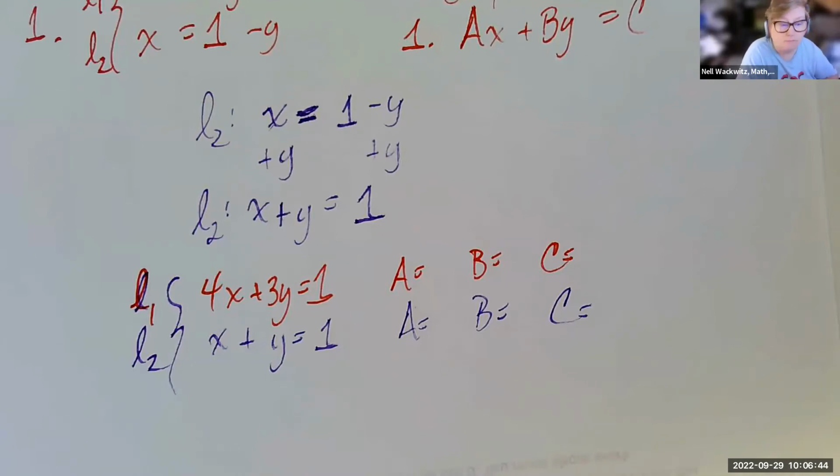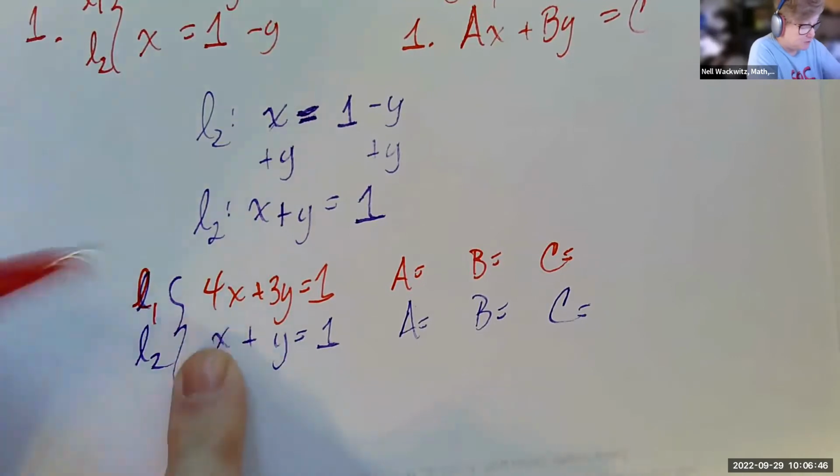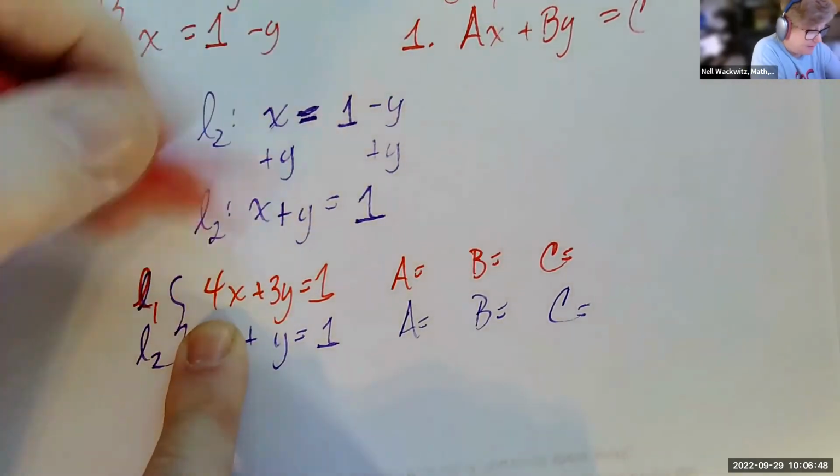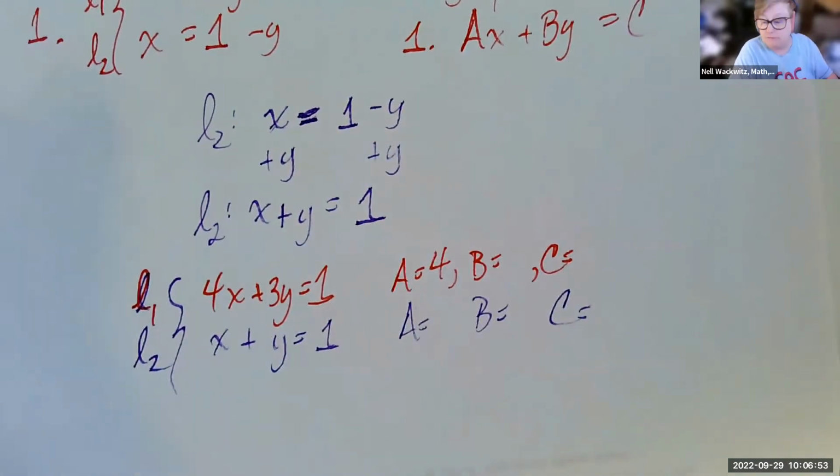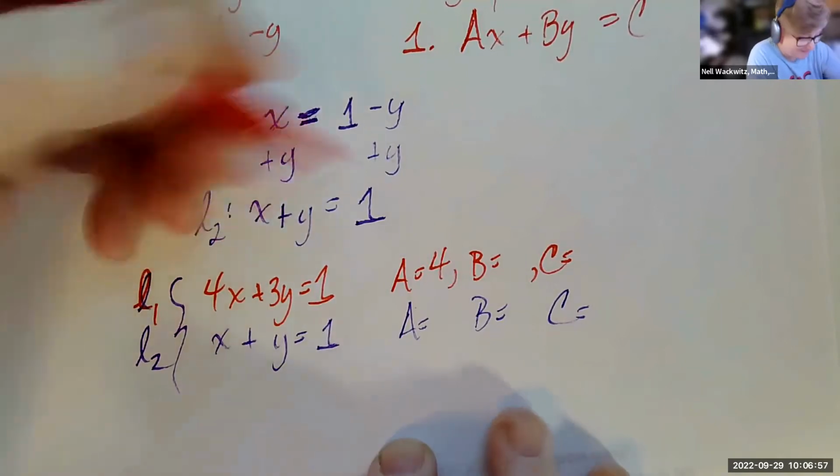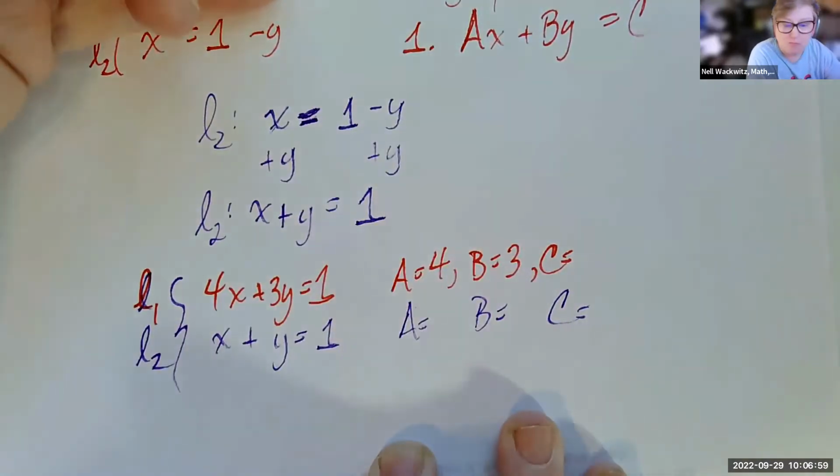For line 1, it's 4x. And so A is just the number. And yes, it is 4. And what is B? 3. Good. And C? 1.